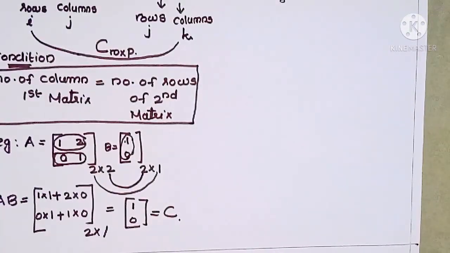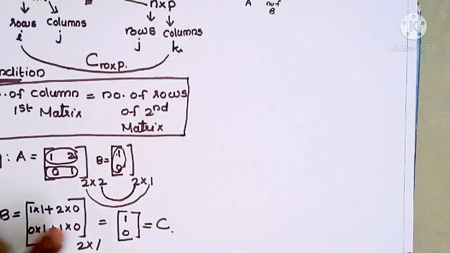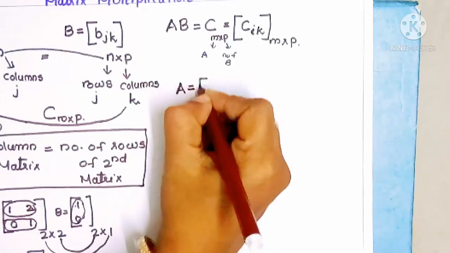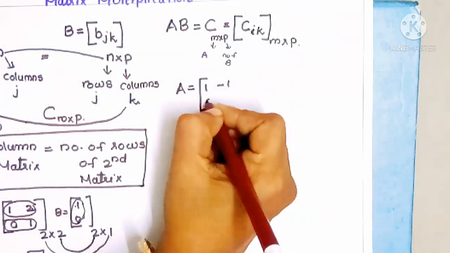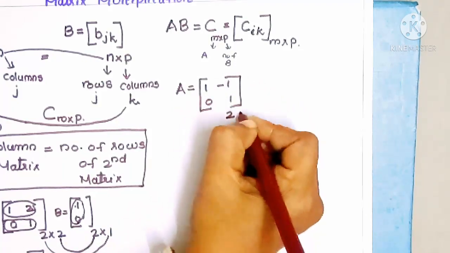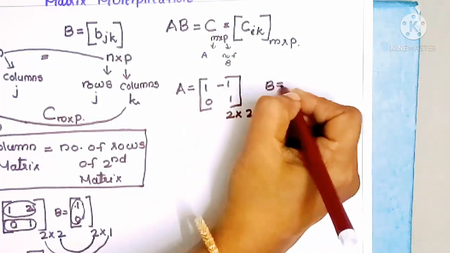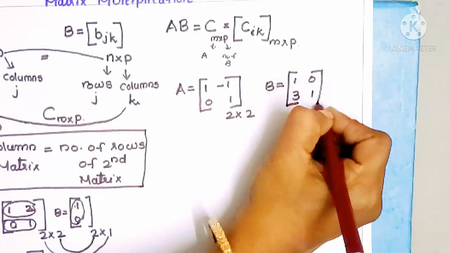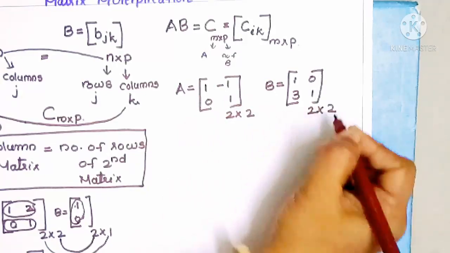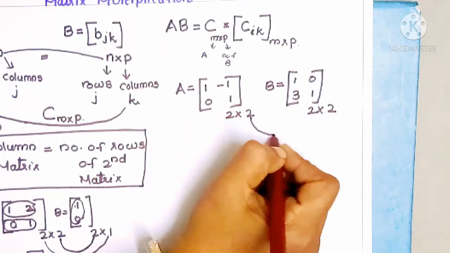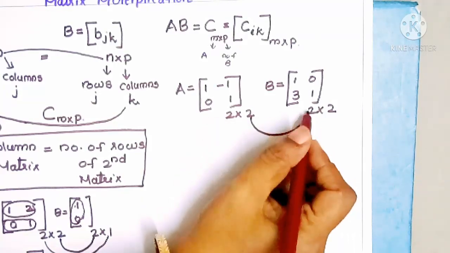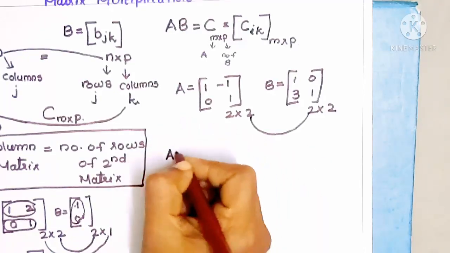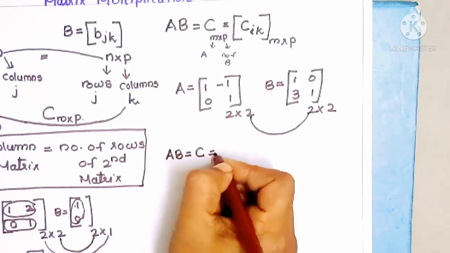Did you understand how you can multiply two matrices? I am also taking one more example. A is equal to 1, minus 1, 0, 1. This is a 2 by 2 matrix. Then we take B equal to 1, 0, 3, 1. Its order is 2 by 2. Here first check the condition: the number of columns of the first matrix should be equal to the number of rows of the second matrix. So we can multiply AB, and we will get the C matrix.